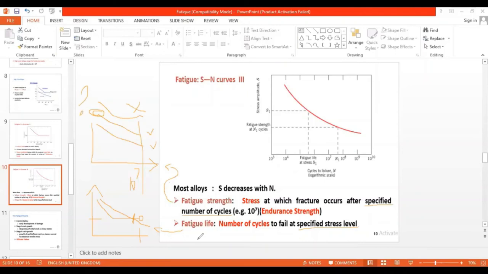This is fatigue strength. Fatigue life, this is fixed. What is the number of cycles, right? So these are two statements. Don't confuse fatigue strength and fatigue life. These are completely different, right? In the first one, we fix the cycle and look at the stress. Here we fix the stress and look at the cycles.